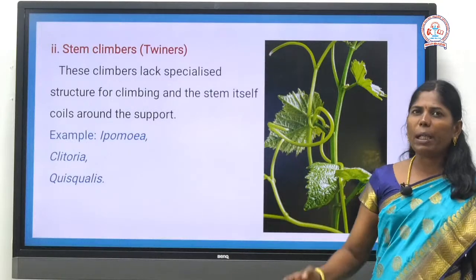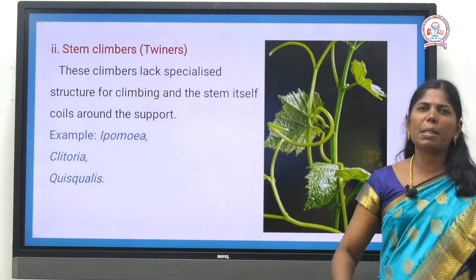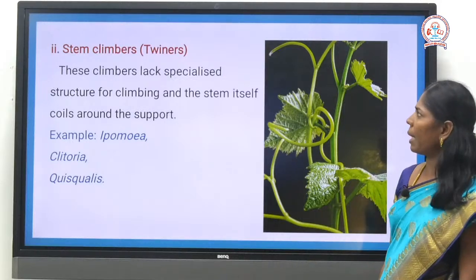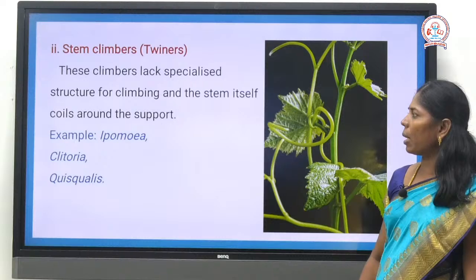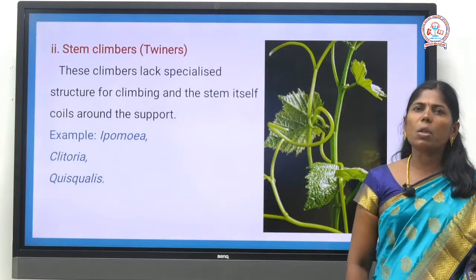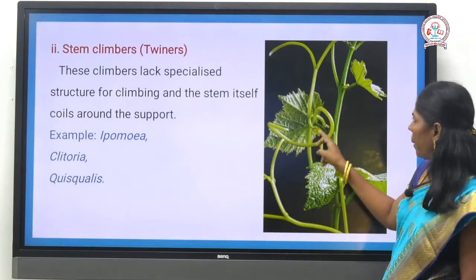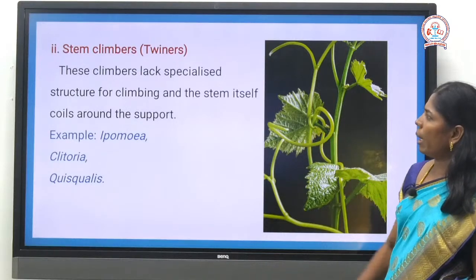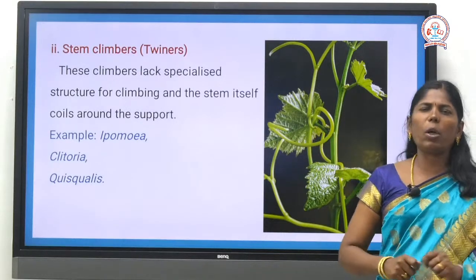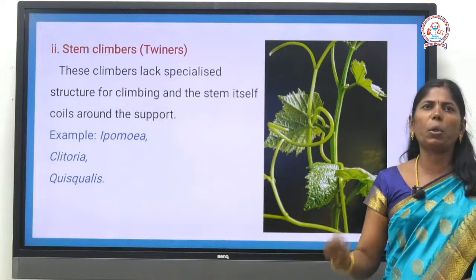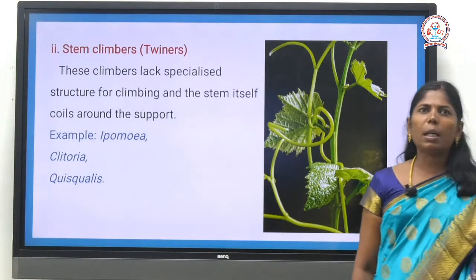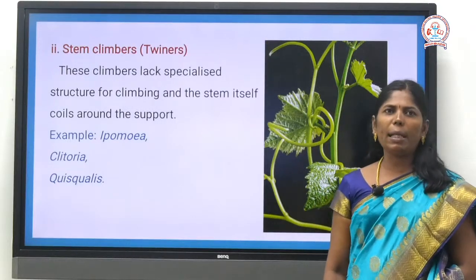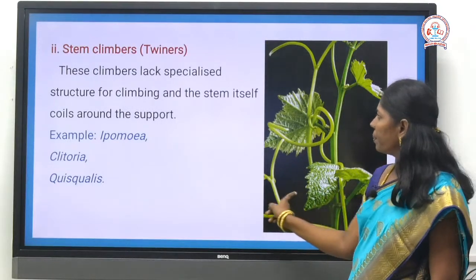Like root climbers, stem climbers are also there. Okay, these climbers have specialized structures for climbing and the stem itself coils around the support. So here the stem itself becomes like a climbing structure. They have to coil around the support. Wherever it is, it provides a support for itself, okay? Ipomoea, Clitoria, and another one is Quisqualis. These are all examples for that.